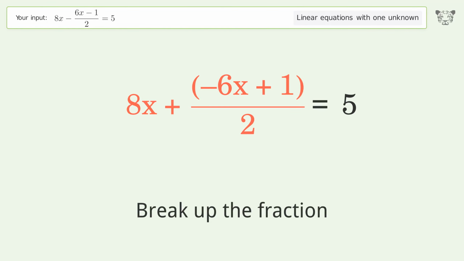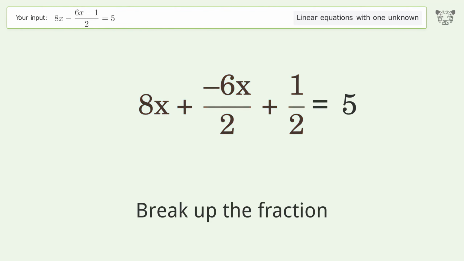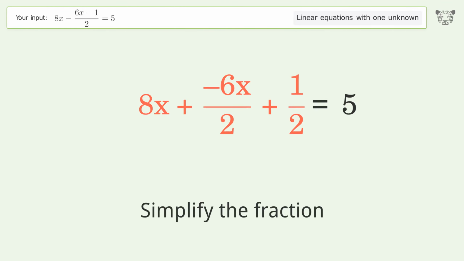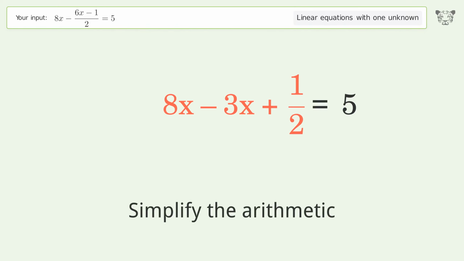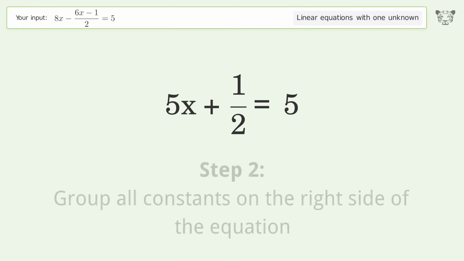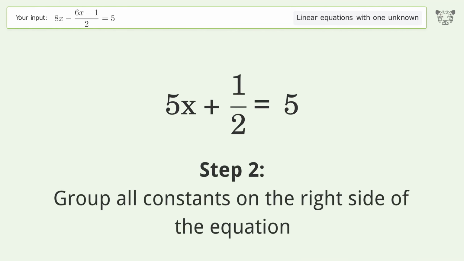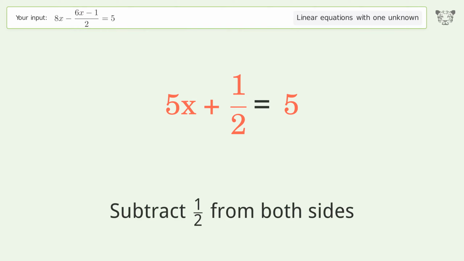Break up the fraction. Simplify the fraction. Simplify the arithmetic. Group all constants on the right side of the equation. Subtract 1/2 from both sides.